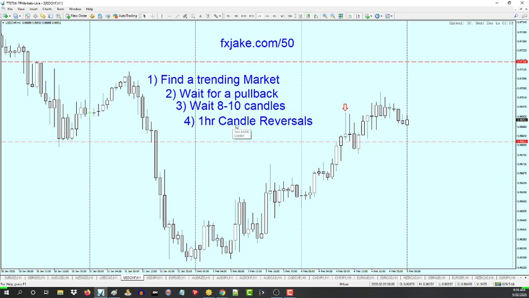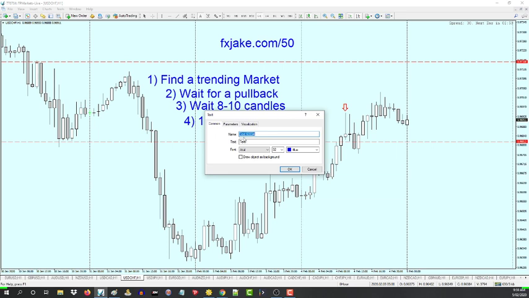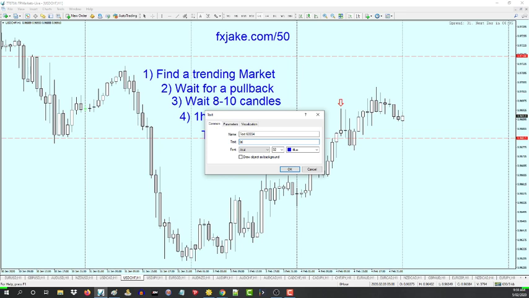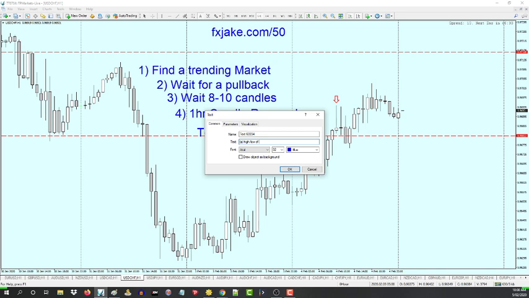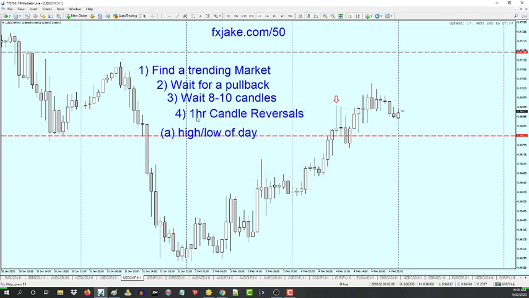So the 1 hour candle reversal has a couple of characteristics which are important. Characteristic number one. Let's define what a reversal is. What is a 1 hour candle reversal? Well, thing number one is it makes the high or the low of the day.